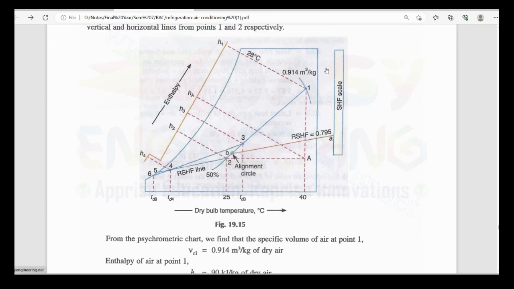So between point number 1 and 2, a horizontal straight line and a vertical line are drawn, and their intersection is given as point number A. So that would be easy for us to calculate the sensible heat and latent heat.